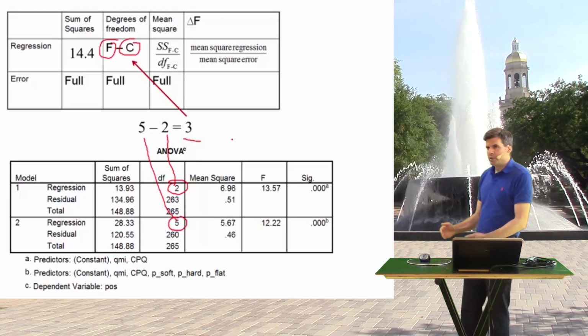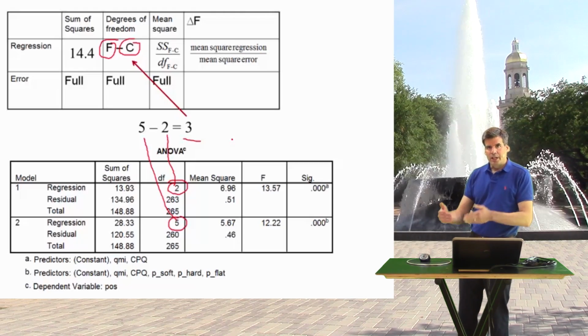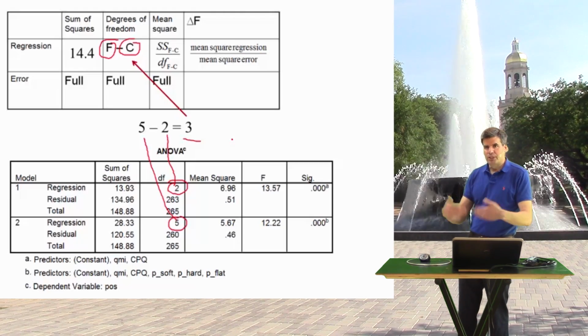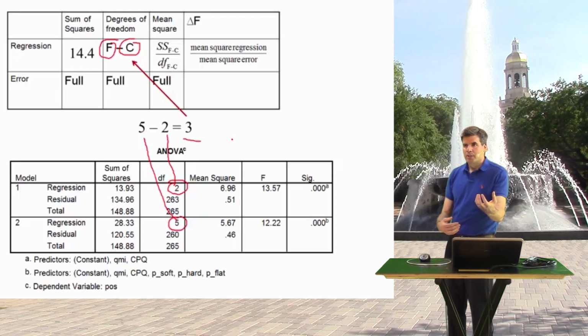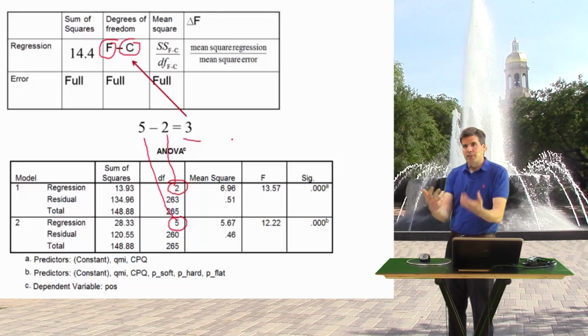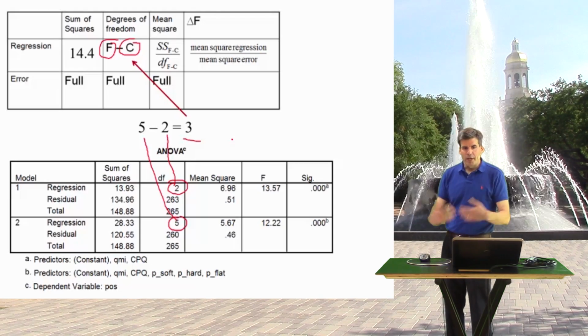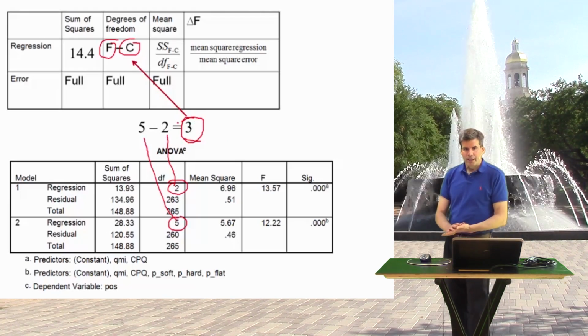Note that your degrees of freedom for your explained variance in a delta F will also be simply the number of predictors that were added at that step. Step 1 had 2 variables. Step 2, we added 3 variables to get 5 variables altogether. 5 minus 2 gives us 3. In other words, we added 3 variables, so our degrees of freedom are 3, because that's how many additional variables we added to our model at step 2.